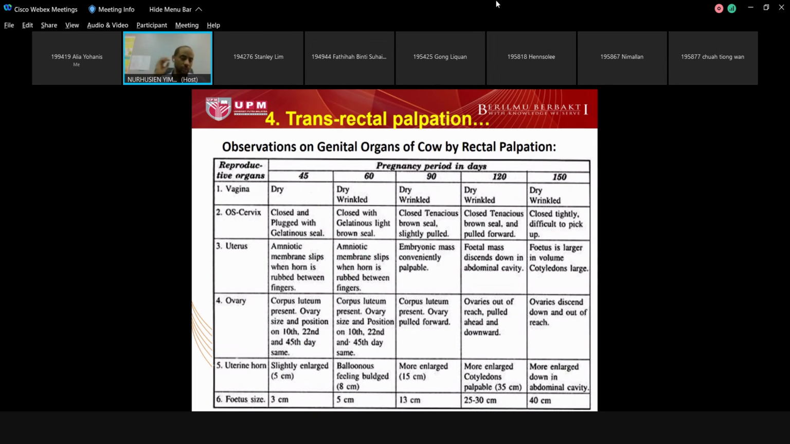So this is a table which will give you an idea what will happen to the various parts of the reproductive tract at different stages of pregnancy until around 5 months of pregnancy. So I leave this to you to read it and understand. It is more or less what we have discussed so far, but in a summarized form, in a table form.